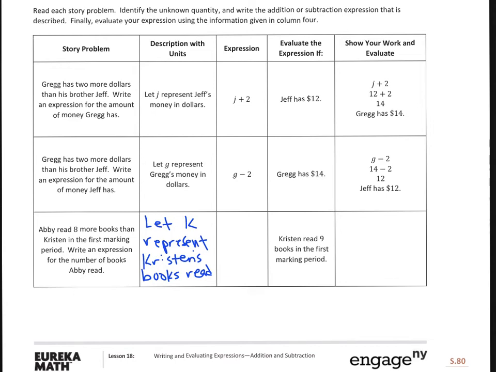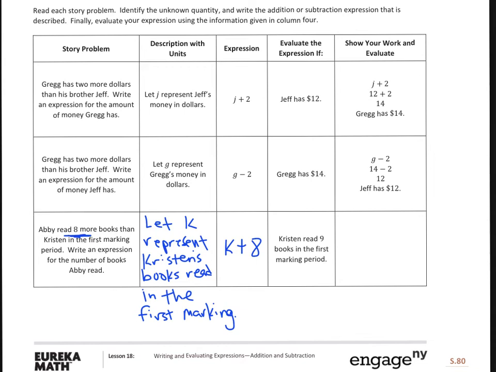Okay, and so I guess that would just be in total books, how many books she's read. Books read in, I'm going to have to stretch it out here, in the first, I want to be specific, marking. Got to be honest, not really sure what that means. Maybe it's a certain amount of time they have to read books. I don't really know. But it's okay. What I can do is just keep on rocking. So K represents Kristen's books, and I know that Abby reads 8 more than that. So it's going to be K plus 8 should give me Abby.